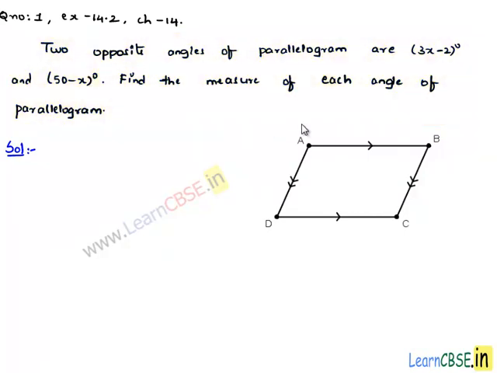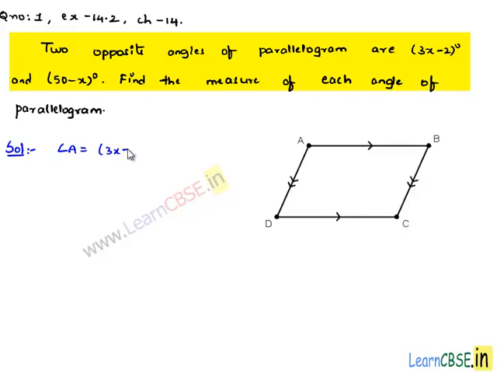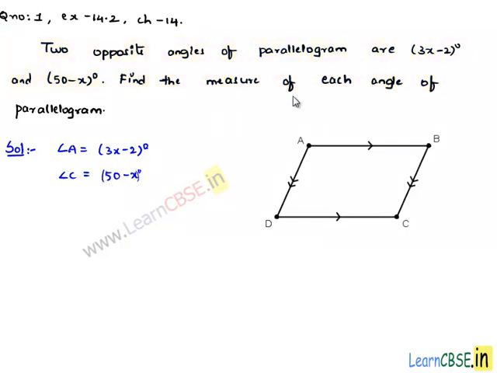Let us consider ABCD as the 4 angles of the given parallelogram as shown in the figure. As it is given that two opposite angles of the parallelogram are (3x - 2) degrees and (50 - x) degrees, let us take angle A equal to (3x - 2) degrees and the angle opposite to it, angle C, equal to (50 - x) degrees. Finally, we are asked to find the measure of each angle of the given parallelogram. So, here we know angle A and angle C.